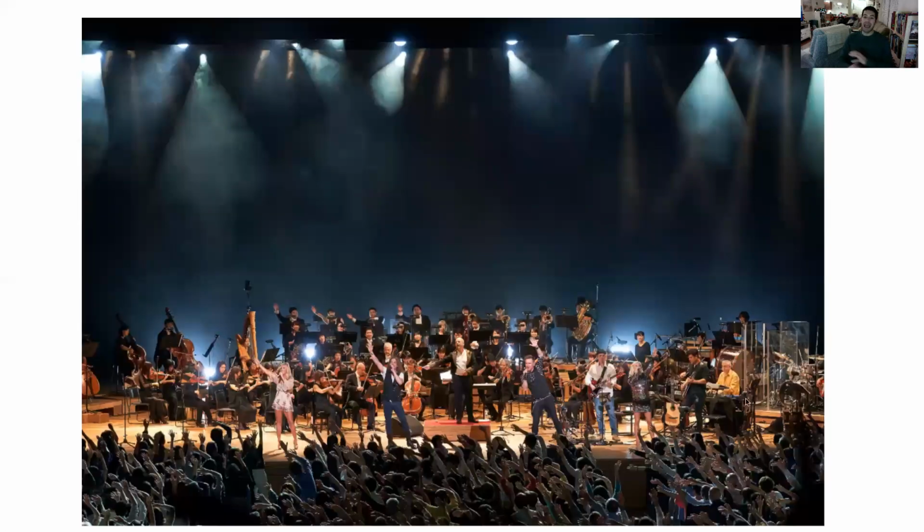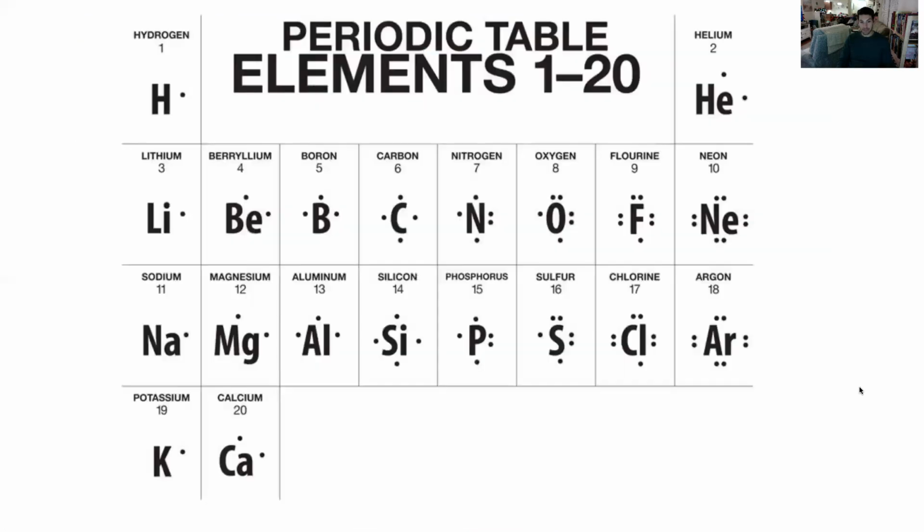All right. And that would be a really big concert, right? There's a lot of room for them there. So that's like when a rock group has a whole symphony with them, if we were to keep that music metaphor. All right. So here are the Lewis dot structures.